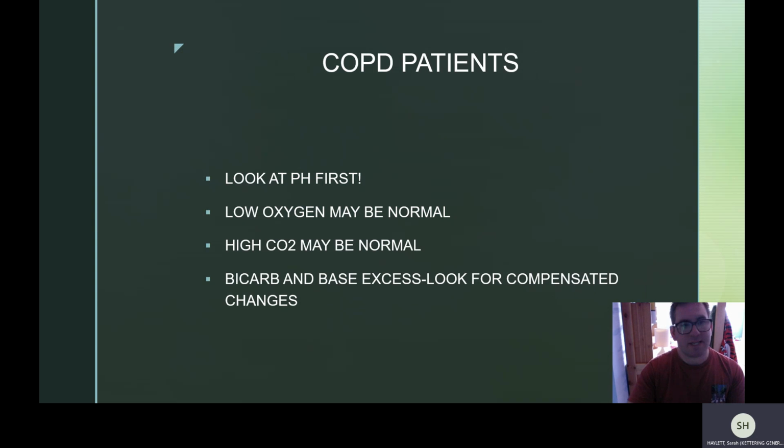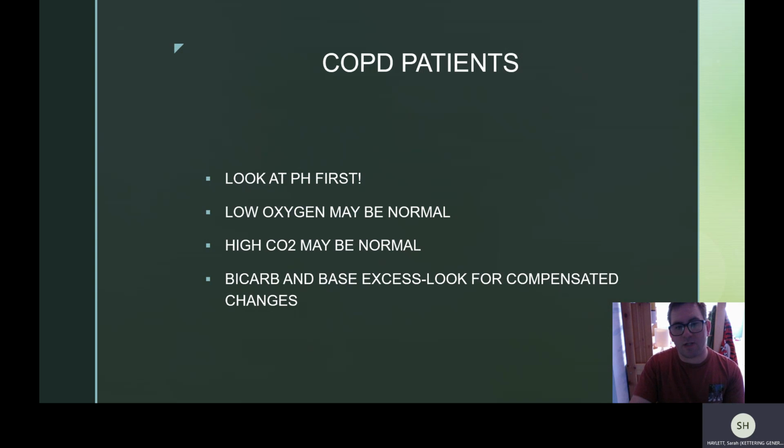So COPD patients, as I said before, look at the pH first. Are they acidotic or alkalotic? Look at the oxygen. It may well be normal for them. I'd say 6 or above is normal, depending on the patient, of course, because they may well just be an early stage COPD, in which case they would be having quite normal oxygen saturations. See if the patient knows what their oxygen saturations are. That can also give you some aid to actually establish what is normal for them. A high carbon dioxide level may be normal for them.